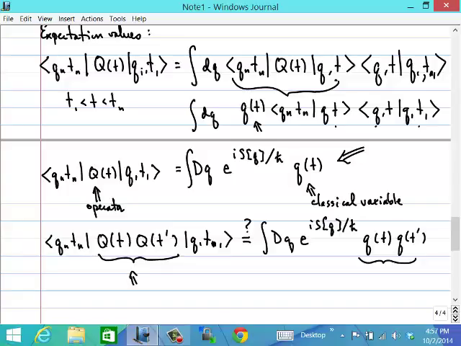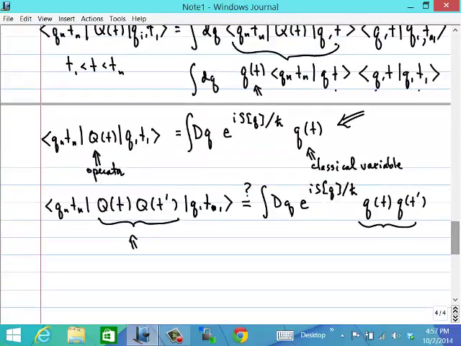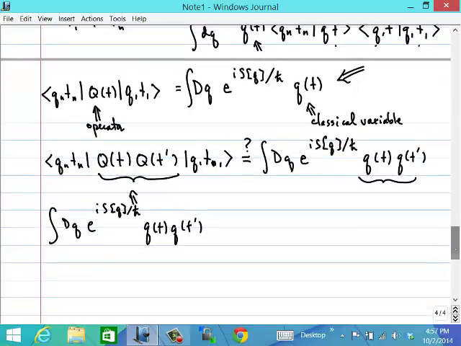Okay, so what's the resolution of this? Well, the resolution is, let's just ask what would happen if you started trying to compute explicitly e to the is of q over h bar times q of t prime for some values of t and t prime that are between t1 and tn. Well, if you wanted to compute this, you would have to divide into two different cases. First, you would have to consider the case where t is bigger than t prime.